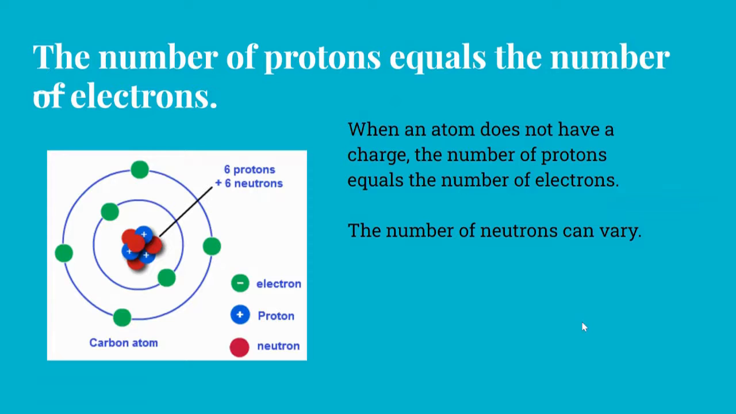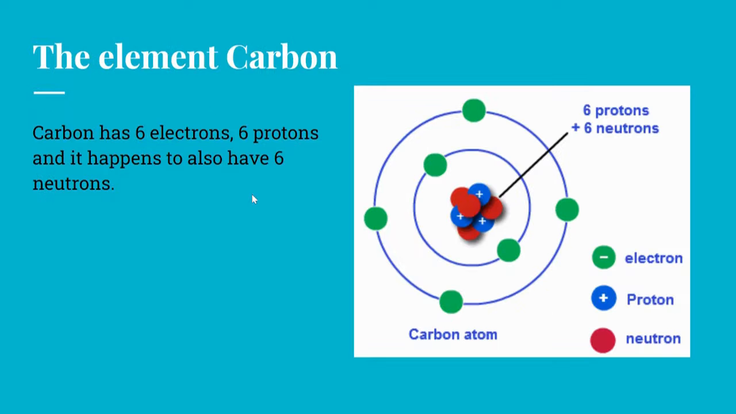So in an atom, what's really cool is that the number of protons, the number of positive charges, equals the number of electrons, negative charges. The number of neutrons, the neutral ones, can vary. So if it has 6 protons, it has 6 electrons. And here the carbon atom happens to have 6 neutrons. Okay, so we have protons and neutrons in the nucleus and electrons on the outside shells.